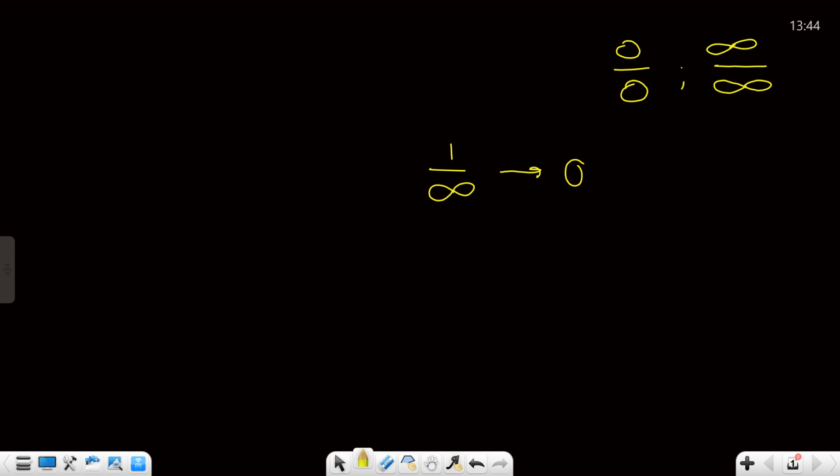Okay. What about the opposite of that? What happens when the denominator gets, and we're talking about limits again, I'm not asking you what does 1 over 0 equal, because we know that's undefined. What happens when the denominator gets very small? Infinity. Good.